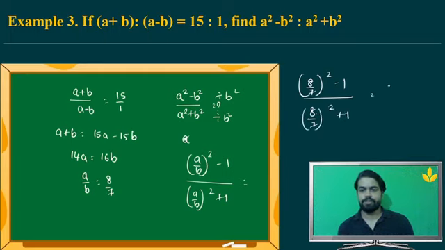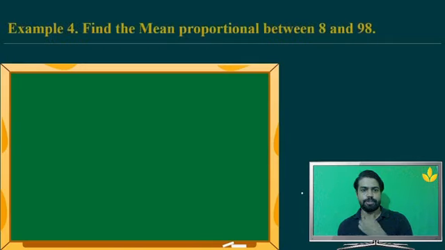So this is our answer, which is (64 minus 49) divided by 49, (64 plus 49) divided by 49. So anyway 49 will cancel out. 64 minus 49 is going to be 15, and 64 plus 49 is going to be 113. So the answer for the question is 15 by 113. Let's go to the next question.